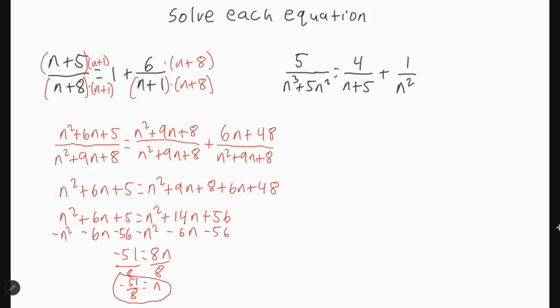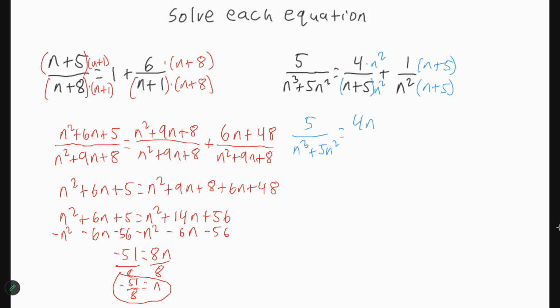Alright, and then for this last one, we've got n cubed plus 5n squared, which if you factor out an n squared, you'll see is n plus 5. So all we need to do is multiply the second one by n squared, and we multiply the third one by n plus 5. So then you're going to have 5 over n cubed plus 5n squared, because that doesn't change. Nothing changed about that.